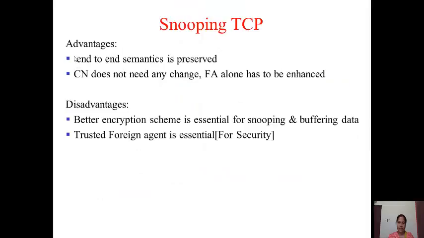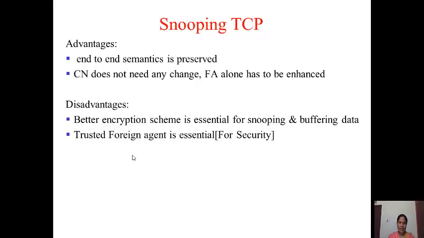So as I said, the advantage is that end-to-end semantics is preserved. The correspondent node does not need any change. The foreign agent alone has to be enhanced. So the foreign agent here is just going to be enhanced to do the local retransmissions in a faster manner. That is the enhancement that has been done over here. It doesn't provide any acknowledgement on behalf of the mobile node.